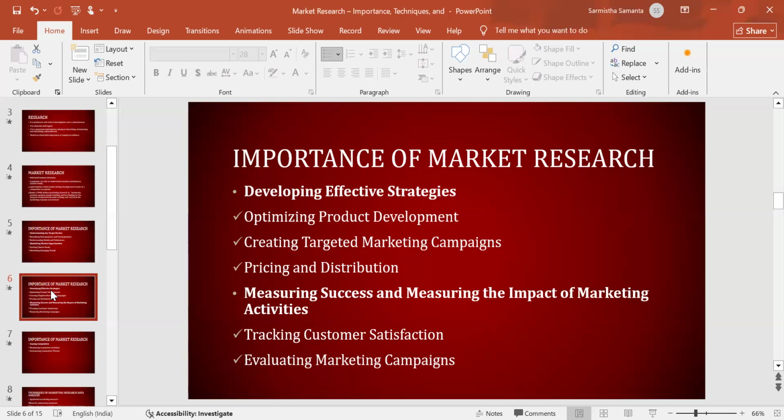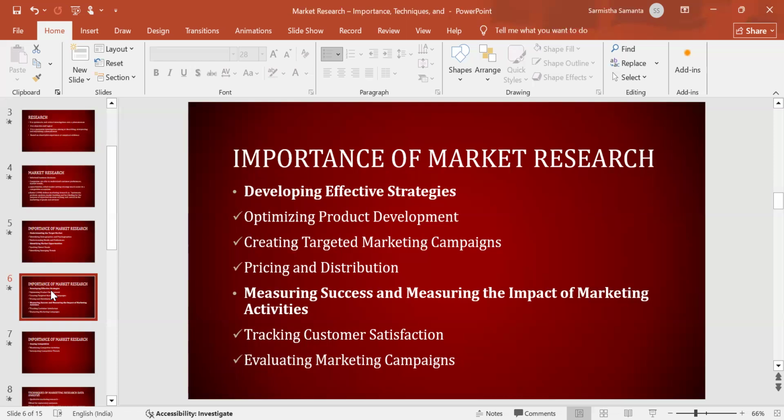Create targeted marketing campaigns: how my advertisement and sales promotion will go on. If it is a high priced product, I can go for an all India based television channel advertisement, or I can give an advertisement in a newspaper which is circulated in the whole of India. If my product is a very low price, middle range product, then I need to target at a local level. In a local language newspaper, we can give the advertisement so that people in the locality can follow that and purchase that product. Pricing and distribution.